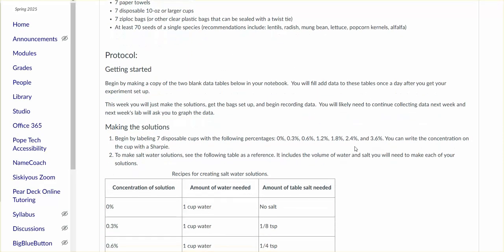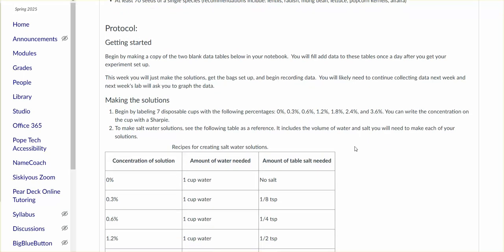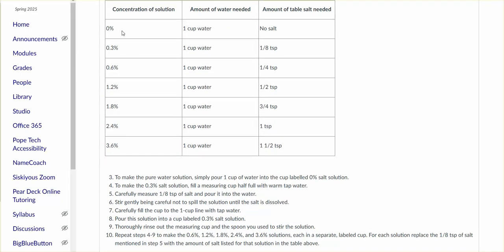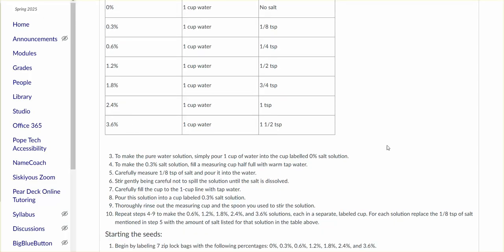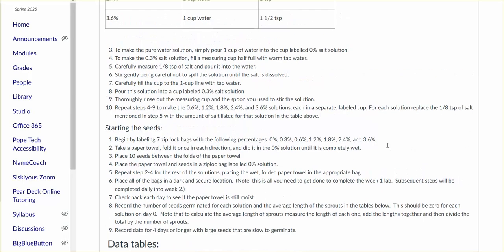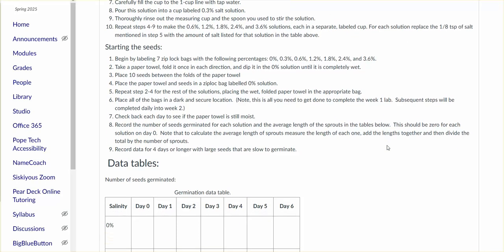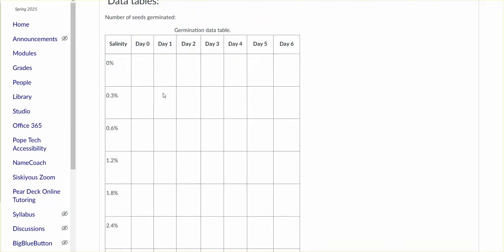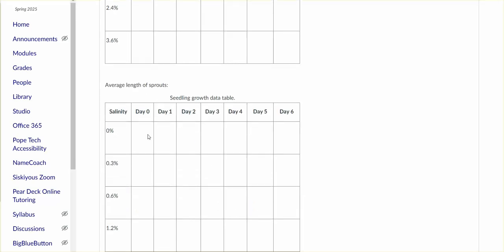As a reminder, there are free laboratory kits that include these supplies at the COS bookstore. You are going to make salinity solutions ranging from 0% pure water to 3.6% salt. Then you are going to soak paper towels in these different saltwater solutions, and then you're going to place seeds inside the folds of a paper towel and then place them in a Ziploc bag. You will then monitor the germination of those seeds over 6 days, and you'll also use a ruler to measure the length of the sprouts that form.